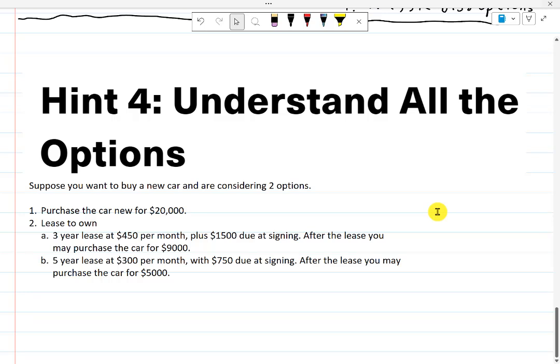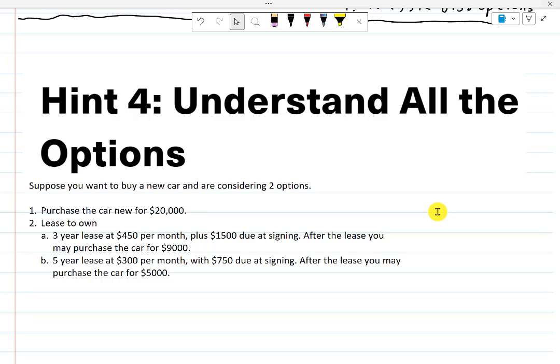Our next thing is to understand all of your options. So we were considering buying a new car, say. The car is on sale for $20,000. You have two options, at least two that you're considering. One is to buy the car outright for $20,000, and the second has two further options. So if you lease to own, you lease the car for a little bit, and then you can buy the car at a reduced amount after the lease. Which is the best deal?